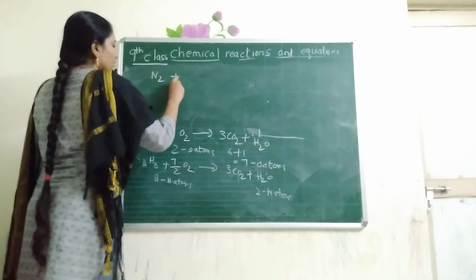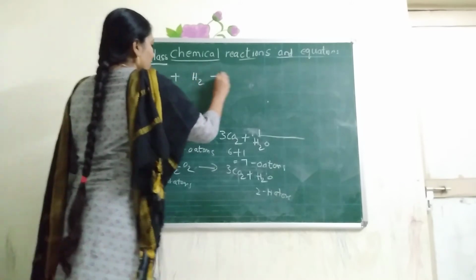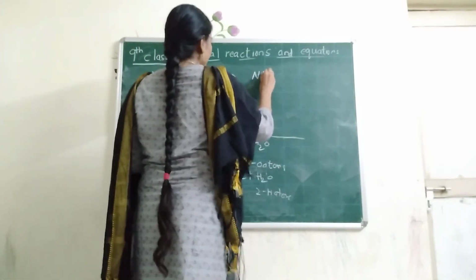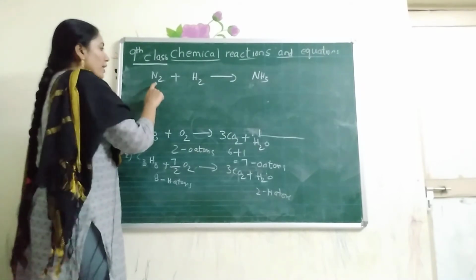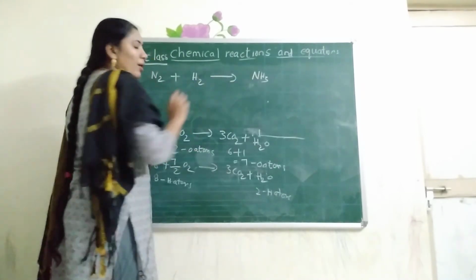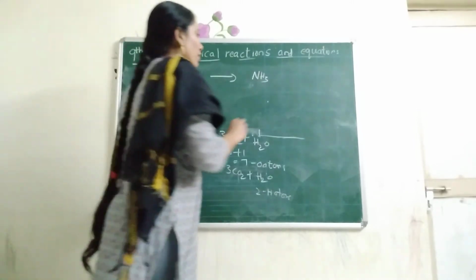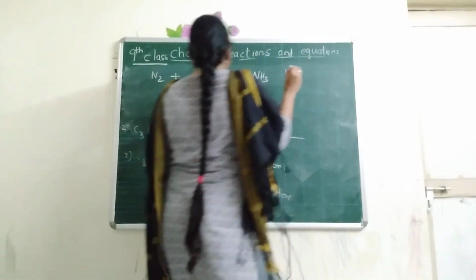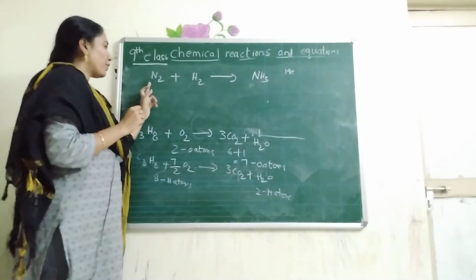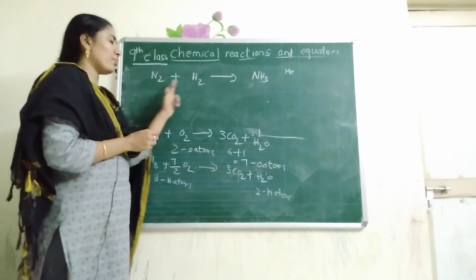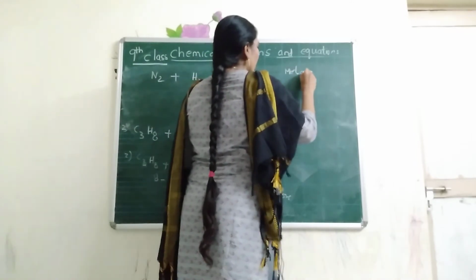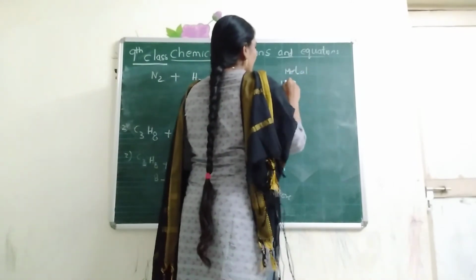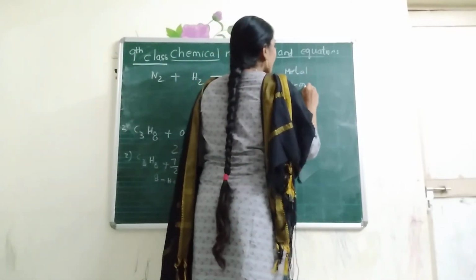But I am giving one example. N2 plus H2 gives rise to NH3. Nitrogen reacts with hydrogen to form ammonia. This is the equation. Here I completed the first step: nitrogen and hydrogen are the correct chemical formulas, and ammonia is formed. Then we are going for the second step, metals and non-metals.